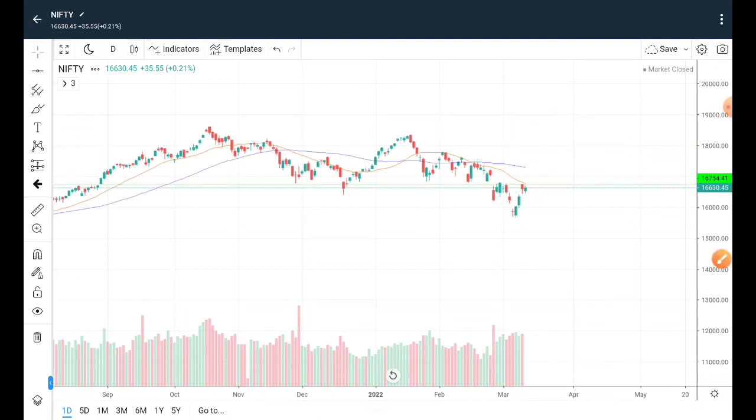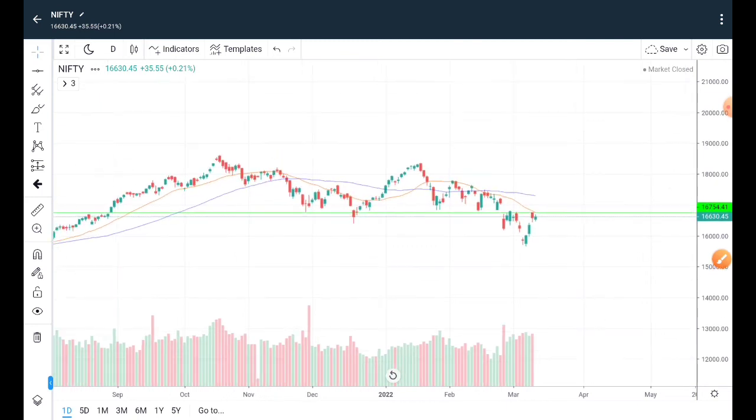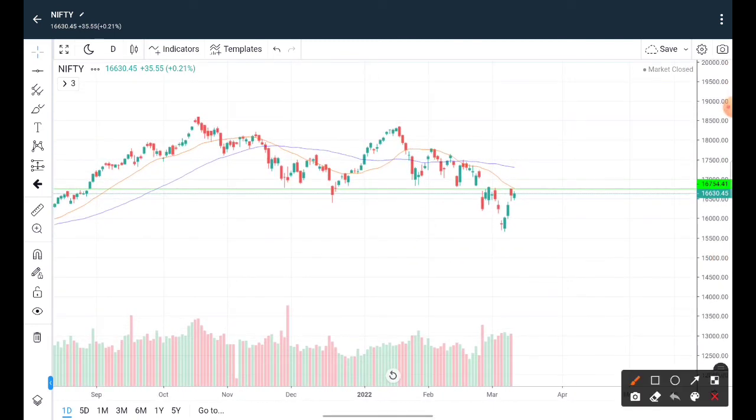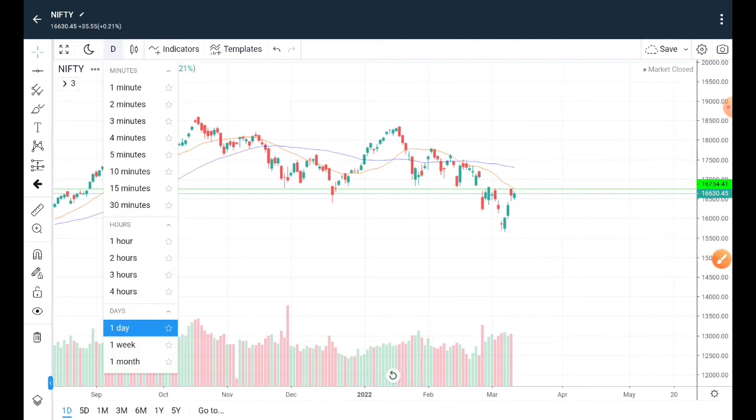So see, every time the stock touches the 20 moving average, it is taking support or resistance. Like at this moment the stock is taking resistance. Why? See, resistance of the 20 moving average, and it might move downward again.